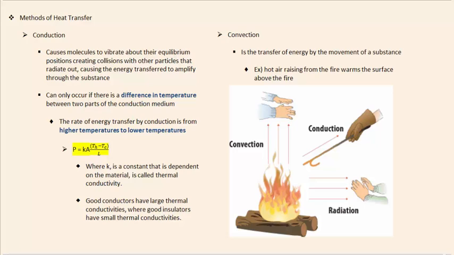Heat transfer through convection. This type of transfer is the transfer of energy by the movement of a substance. So for example, if we have a fire, the fire heats the air, which causes the air to rise, coming in contact with the surface above it, causing that surface to change temperature.